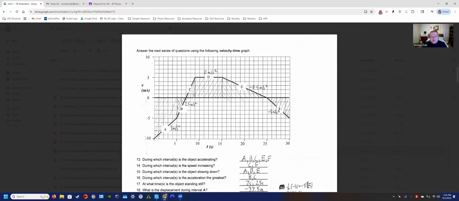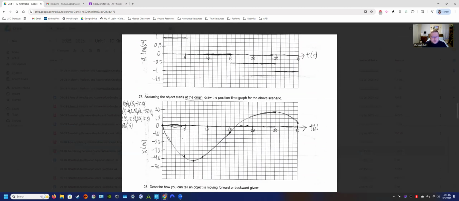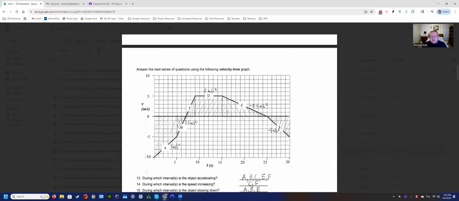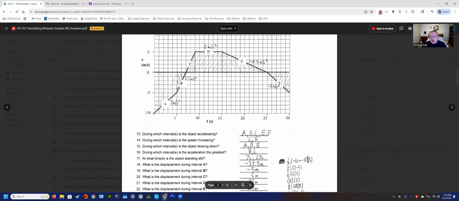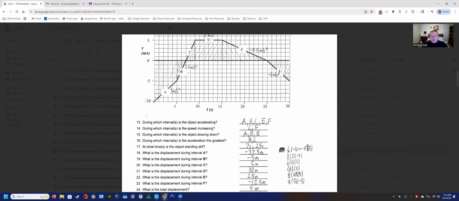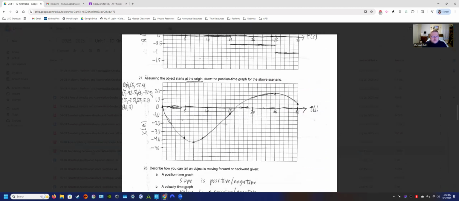Along D, it moves forward 30 meters. So after 15 seconds, it would be at negative 7.5, having moved 30 meters forward. Along E, it moves forward while slowing down, still moving forward 30 or 25 meters. So that means after 25 seconds, it's at 17.5 meters. And then from 25 to 30 seconds, it moves backwards 12.5 meters. So that would mean that after 30 seconds, having moved back 12.5 meters, it would be at a position of 5 meters.